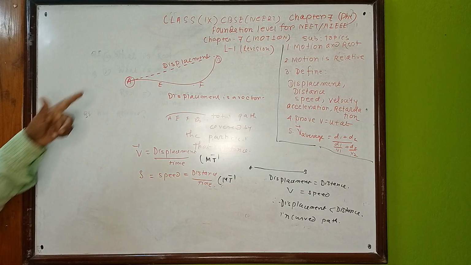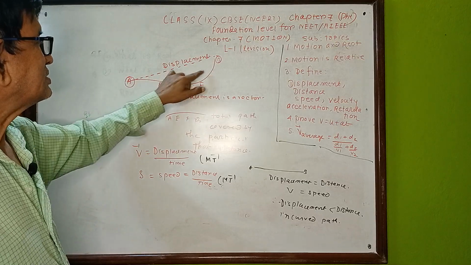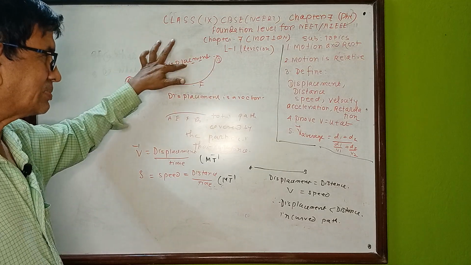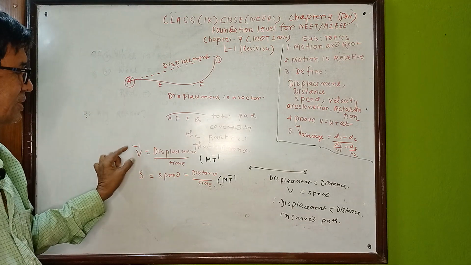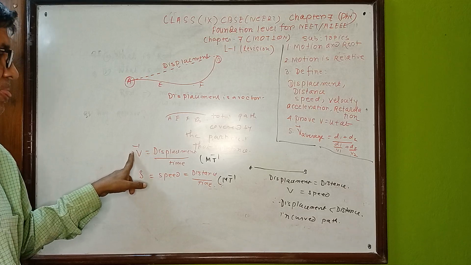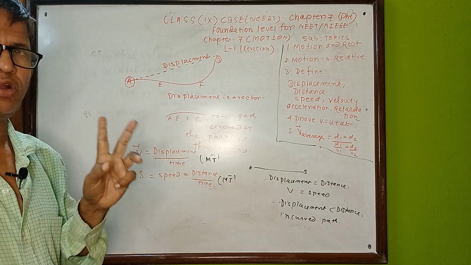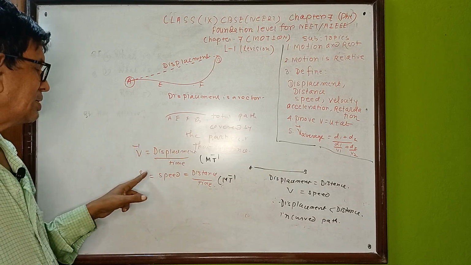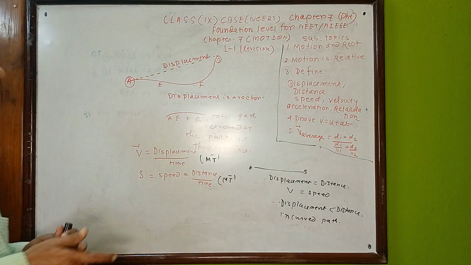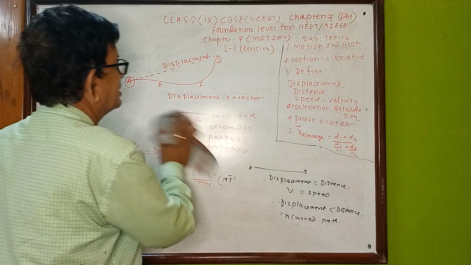So now again I am telling, a moving particle going from A to B, the shortest distance in a particular direction, that is displacement. In a curved path, displacement is always less than distance. After that I told you displacement calculated per unit time is velocity, which is a vector quantity. This velocity cannot take two different values at the same time. Speed cannot be negative. Clear? After that, let us see what is acceleration.